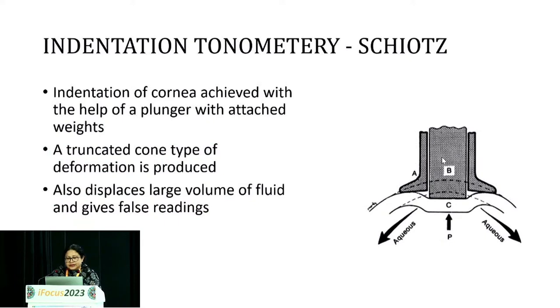Now, the indentation tonometry. The prototype is the Schiotz tonometer. You all must have used a Schiotz tonometer or at least seen the tonometer. Here, we indent the cornea with the help of a plunger, and it has weights attached to the plunger. And a truncated cone type of deformation is produced. Okay? This also displaces a large amount of fluid. That is why it is not very reliable.